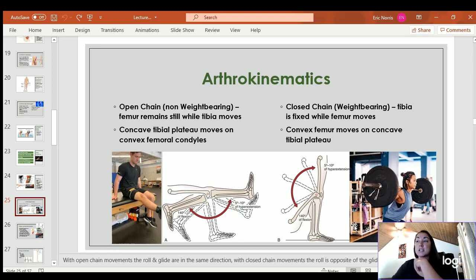And so if I was wanting to increase extension by mobilizing the femur itself, then anterior movement is what the long bone is doing. So a posterior glide on the femur, the distal femur, is how it would increase extension there as far as joint mobs. Okay, that's the arthrokinematics for the knee.